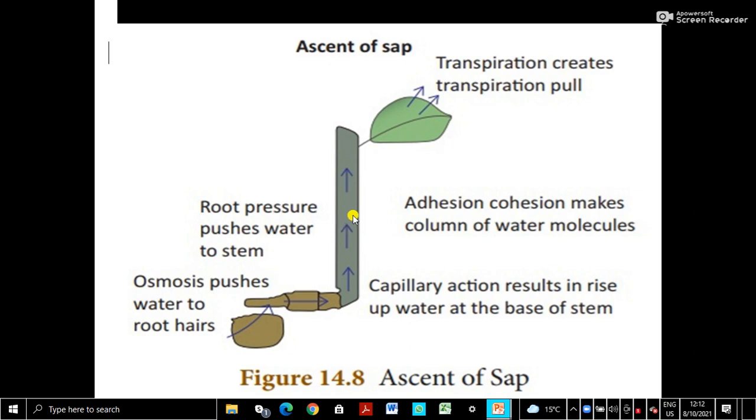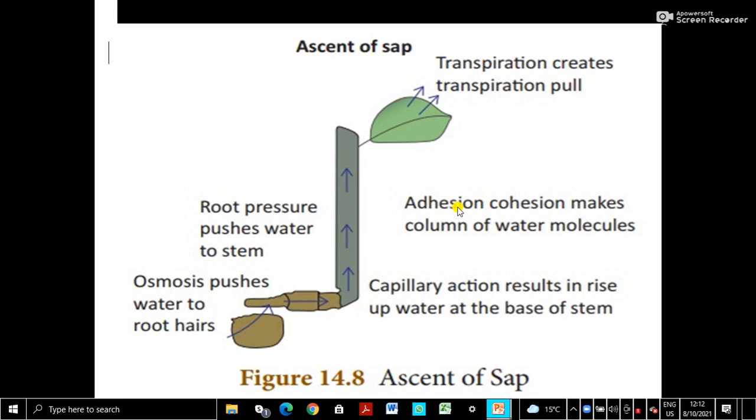Okay, so water is moved by ascent of sap. Sap means solution, and ascent means upward movement. So upward movement of water takes place by root pressure as well as transpiration pull. Then besides that, there is adhesive force and cohesive force.